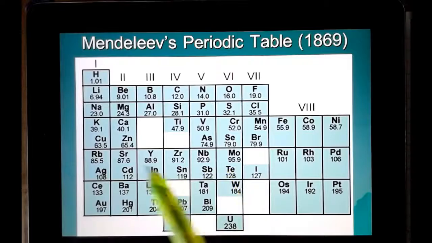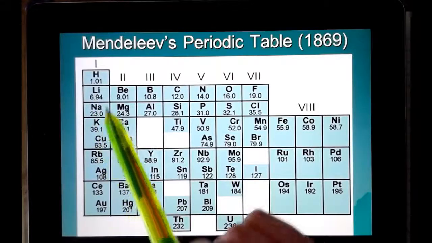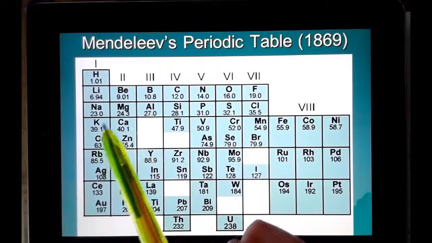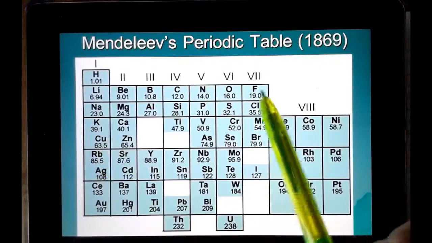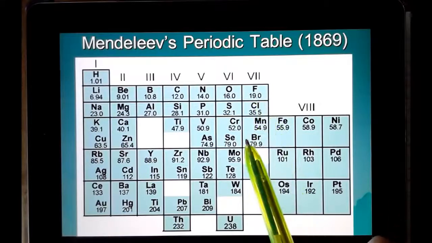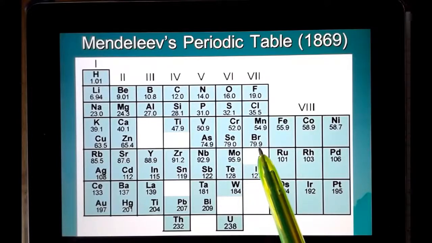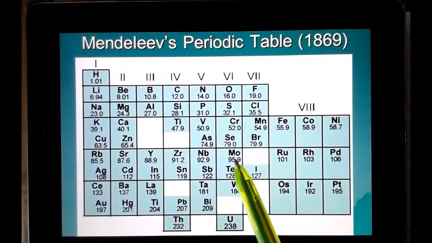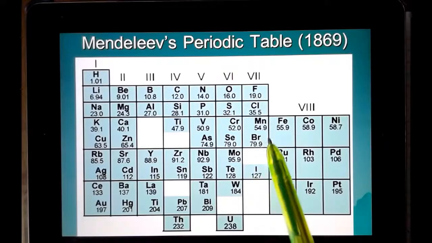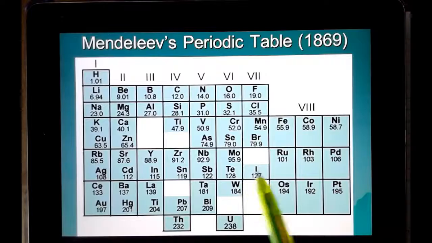So you can see over here that he's got lithium, sodium, and potassium all in the same group because they're all metals and they all react in the same way. Over here, he's got fluorine, chlorine, bromine, and iodine, and he wanted them all in the same group because they all react in the same way. Because of this, he chose to put iodine after tellurium, even though its mass was smaller, because he wanted iodine in the same group as bromine, chlorine, and fluorine because they had similar chemical properties, because they reacted in the same way.